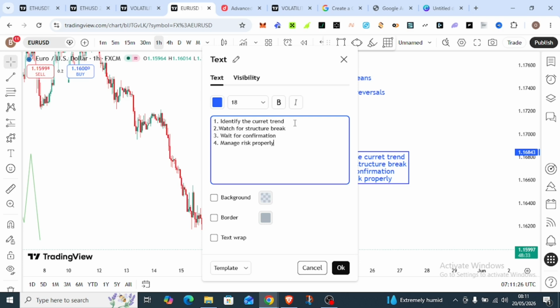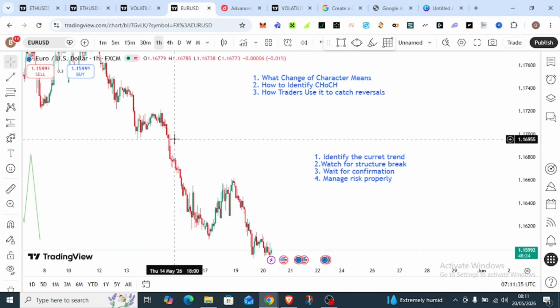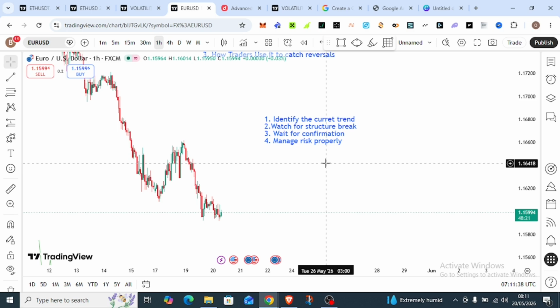Change of character is one of the most important concepts in smart money concept. It helps traders identify when momentum may be shifting. But remember, change of character is not magic. It is simply an early warning sign. The real edge comes from combining it with one, proper confirmations, two, risk management, three, patience, and experience. Master these concepts and you will start understanding price action on a much deeper level.